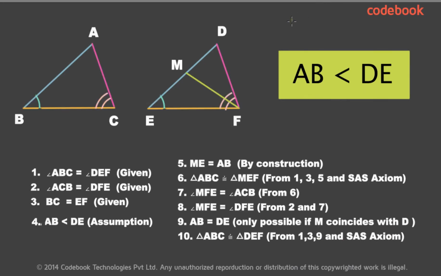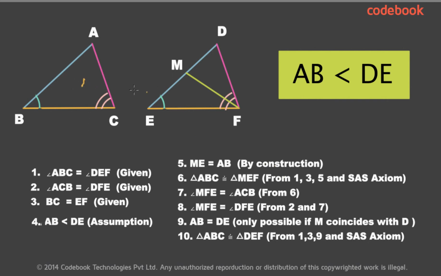Now let's look at the third scenario where AB is less than DE. We'll try to approach this similarly. We'll take a point M on DE such that ME is equal to AB, because AB is less than DE, so the length of AB should be a part of DE. So we have constructed ME such that ME is equal to AB. So now by SAS axiom, we have two triangles whose sides AB, ME and BC, EF and the included angles B and E are equal, so they are congruent.